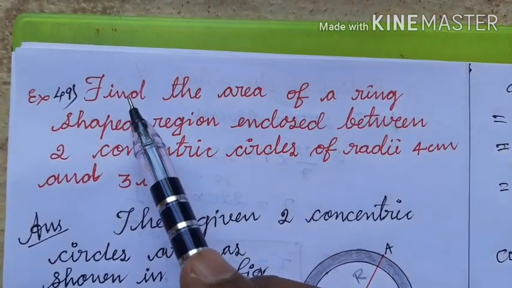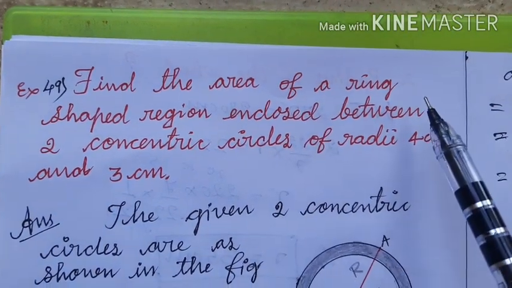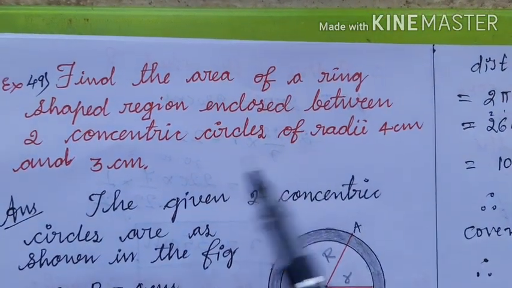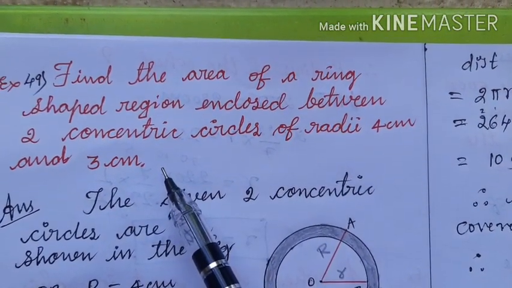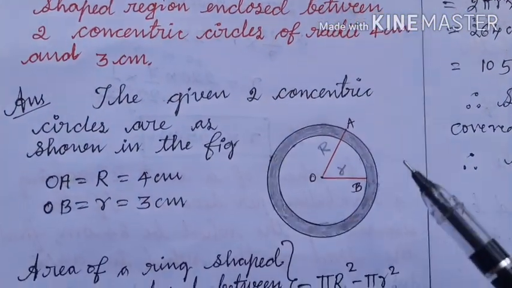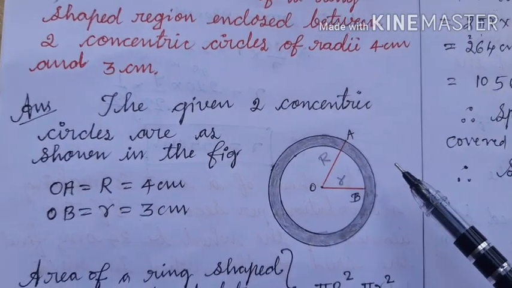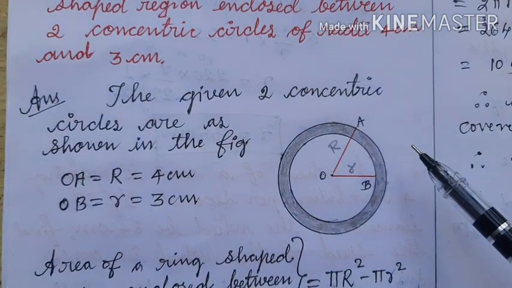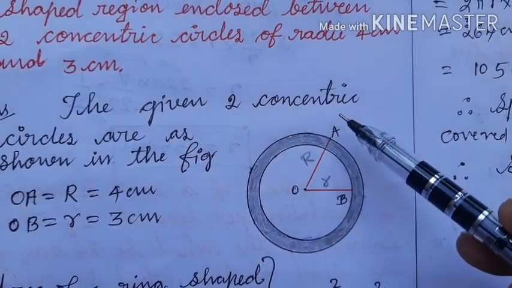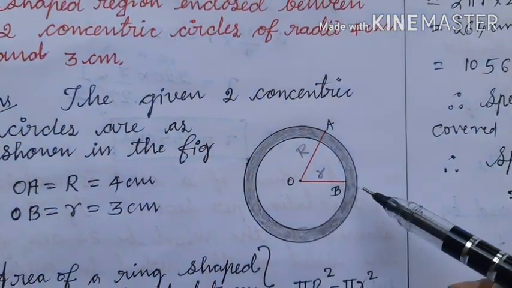The question reads, find the area of a ring shaped region enclosed between two concentric circles of radii 4 centimeter and 3 centimeter. Okay. When we understand and analyze the question, see here children, they have given two concentric circles. What do we mean by concentric circles? Here there are two circles with radius OB and with radius OA. Both the circles have same center, but they have different radii.